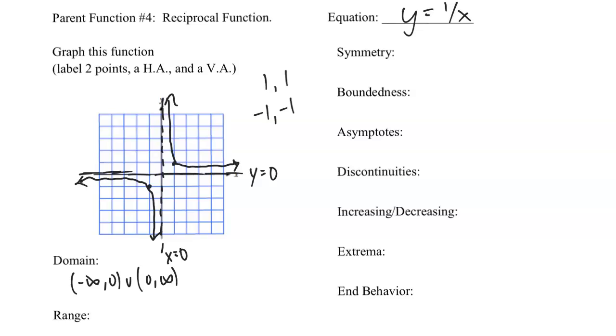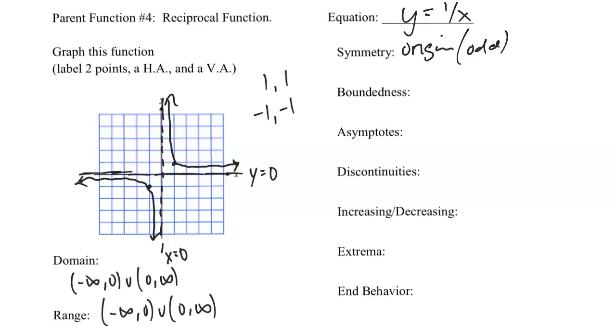Well, those are the y values read from bottom to top. So this graph on the y-axis touches every single y-coordinate except for 0. So that means we're going to have the exact same range as we did domain, negative infinity to 0 and 0 to infinity. Now, does this have any symmetry? You bet it does. It has symmetry to the origin, which again means it is odd.